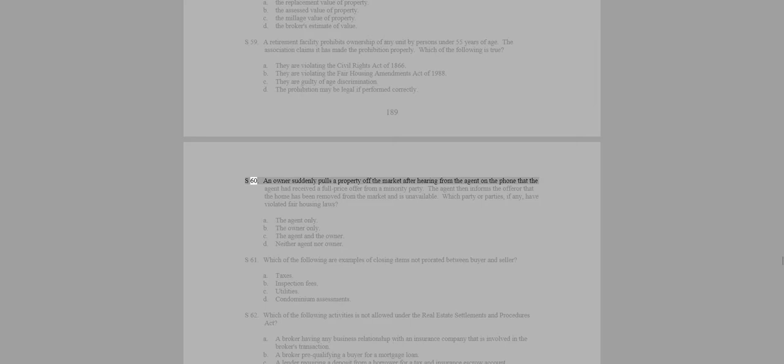S60. An owner suddenly pulls a property off the market after hearing from the agent on the phone that the agent had received a full price offer from a minority party. The agent then informs the offerer that the home has been removed from the market and is unavailable. Which party or parties, if any, have violated fair housing laws?